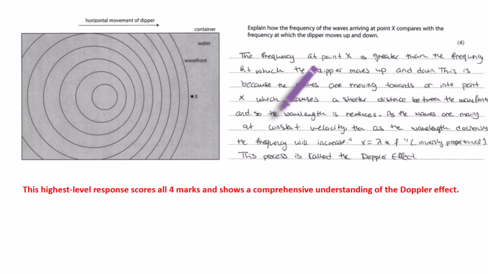Okay, as the waves are moving at constant velocity, as the wavelength decreases, the frequency will increase according to v equals f lambda. Yes, wave speed remains constant, so wavefronts bunch up, wavelength decreases, so frequency increases. These are the most common points of Doppler effect. So the highest level response scored all 4 marks and shows a comprehensive understanding of, like I said, Doppler effect. Next.